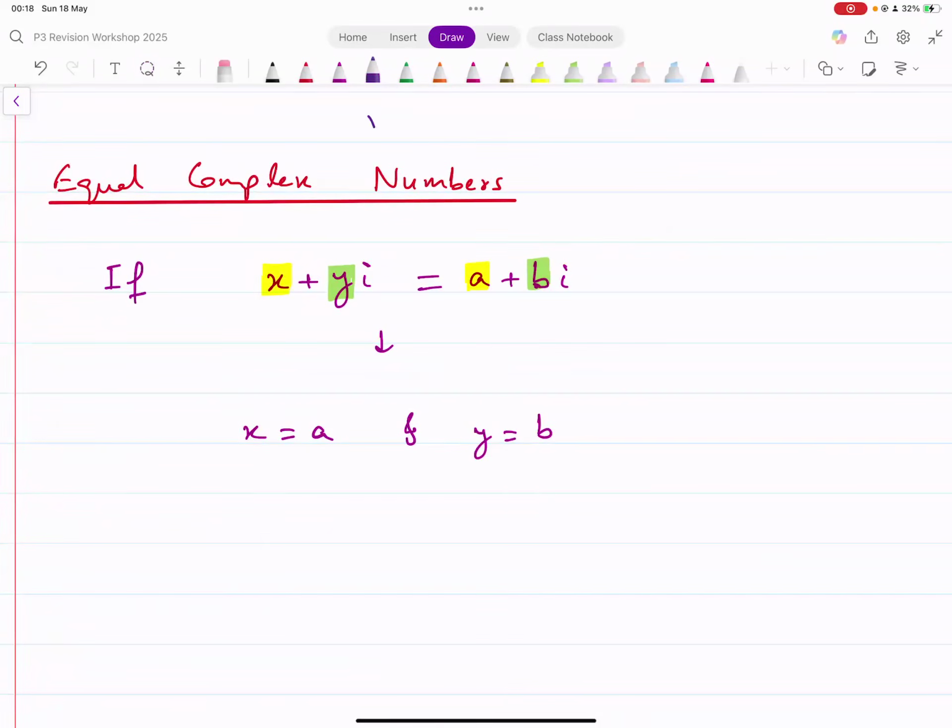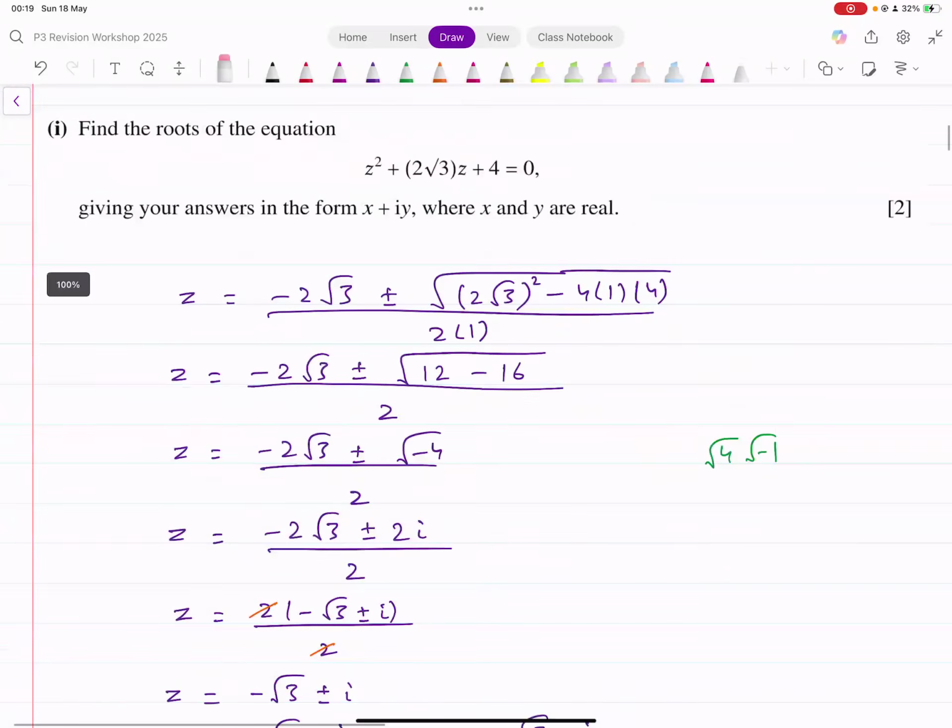Two complex numbers, when are they equal to each other? When two complex numbers are equal to each other, their real parts have to be equal and their imaginary parts have to be equal. Now, this is very important. You will see later on, you will get equations in which we'll have one complex number on the left side, another complex number on the right side. If they're equal to each other, we would say the real part on the left and right, they are equal to each other, and the imaginary parts on both sides, they're also equal to each other. So that means x equals a and y equals b in this case. Okay, now keep this in mind.